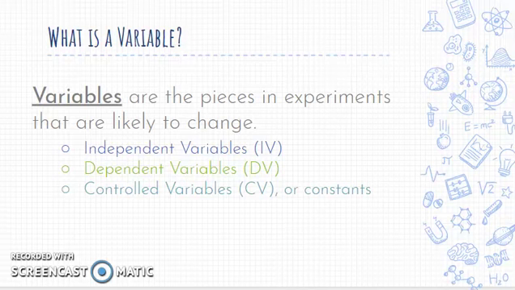So that leads us to what is a variable? So variables, just like in math, are things that are likely to change. Variables in science are things that are likely to change in an experiment. So we look at three different types of variables: independent variables, dependent variables, and controlled variables.